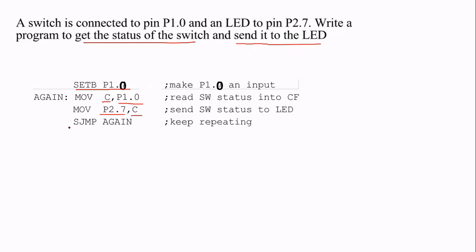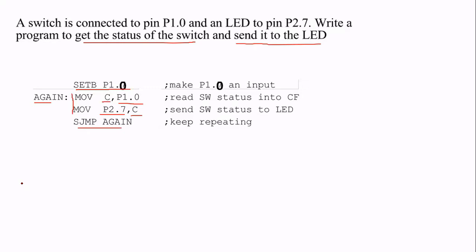And this I need to do repeatedly. SJMP is a short jump to a location, and I'll be jumping to this location and repeating these two instructions n number of times, where I'll be just checking the status of the switch and moving the status to the LED. So this is again a program where we are checking the status of the switch and moving the status to the LED.